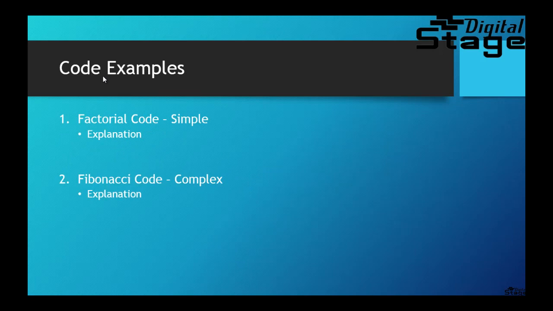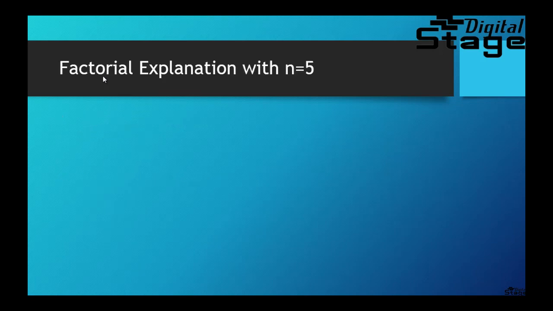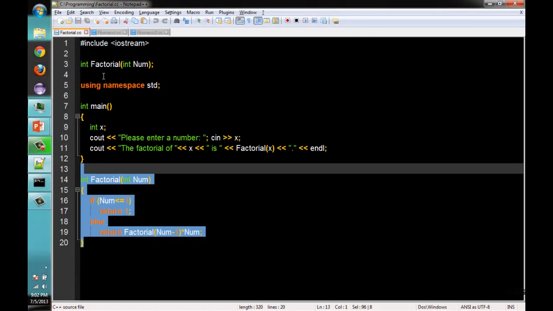So I'm going to show you a couple of code examples. One is going to be factorial code. It's kind of simple. Fibonacci is going to be slightly more difficult. Both are difficult in their own respect, but Fibonacci is slightly more complicated because it involves double recursion in the code that I have. So let me first show you the code right here.